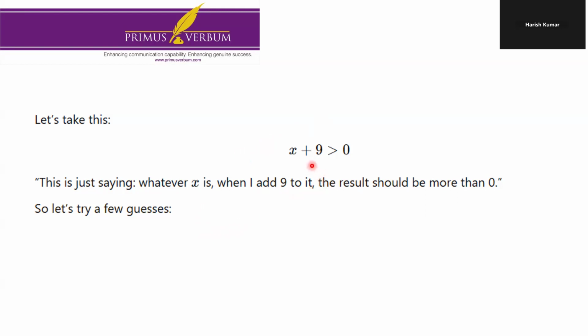Let's take this inequality x plus 9 is greater than 0. This is just saying whatever x is, when I add a 9 to it, the result should be more than 0. So let's try a few guesses.